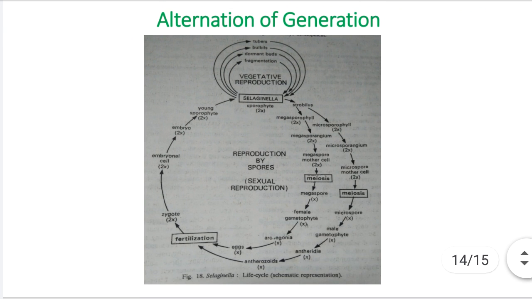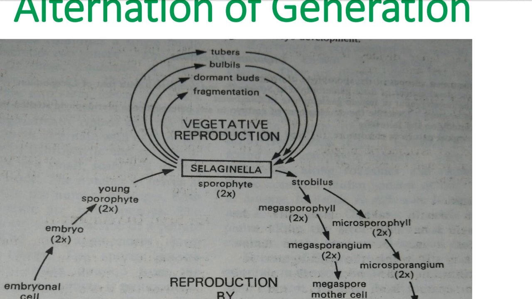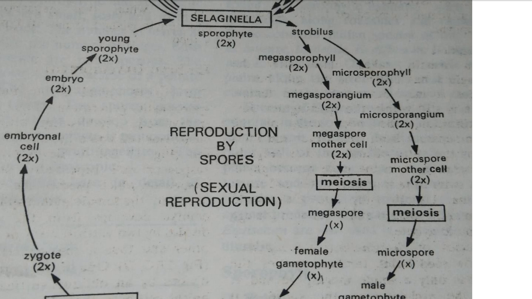Now the alternation of generation in Selaginella. First is vegetative reproduction. The diploid sporophytic plant body, through fragmentation, dormant buds, bulbils and tubers, causes vegetative reproduction in Selaginella. Now the sexual reproduction begins with the diploid sporophytic plant body, which produces the diploid strobilus. The strobilus produces the megasporophylls and microsporophylls, diploid.